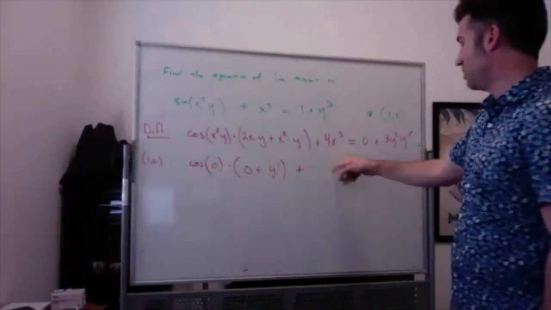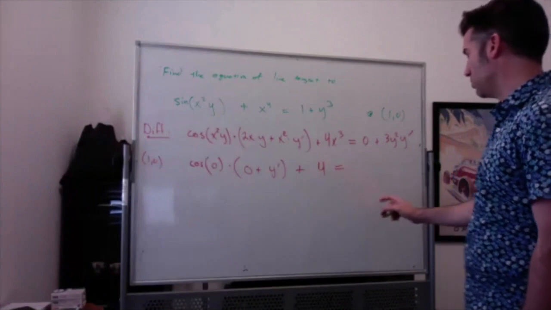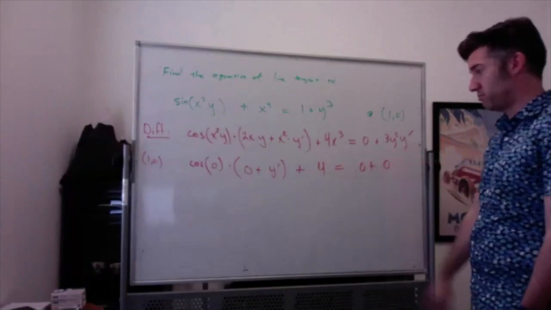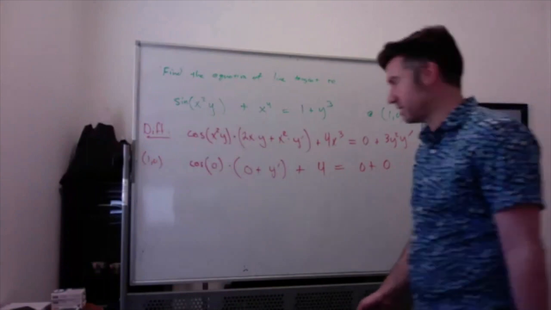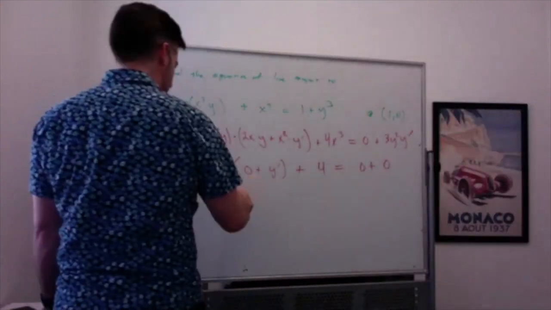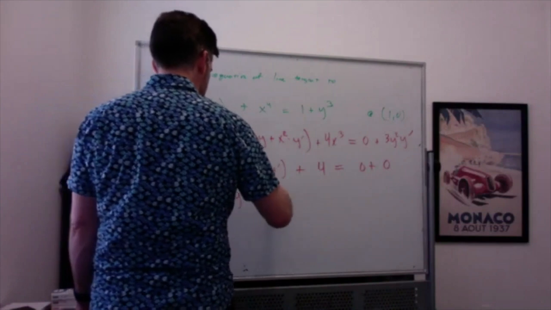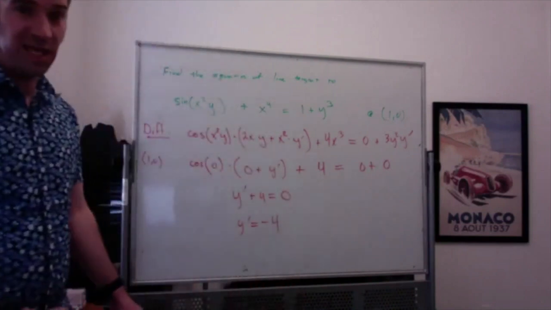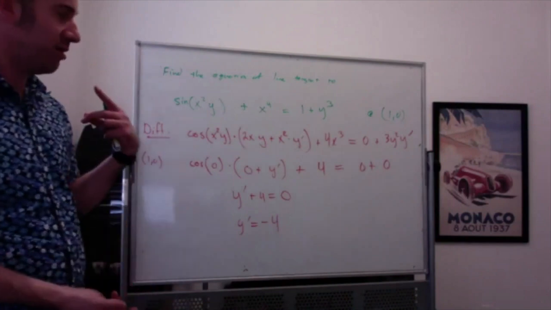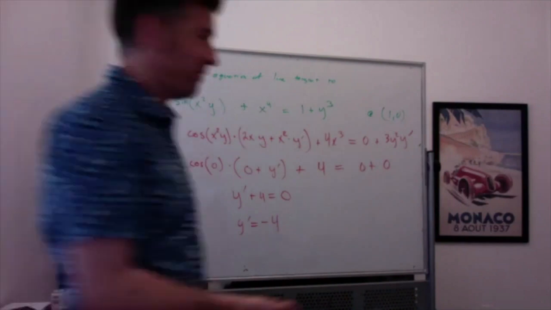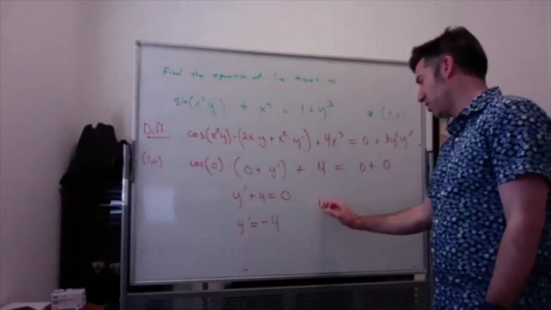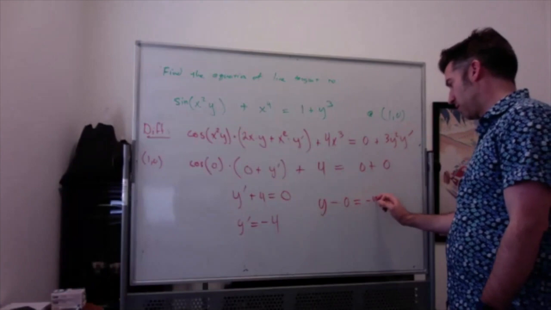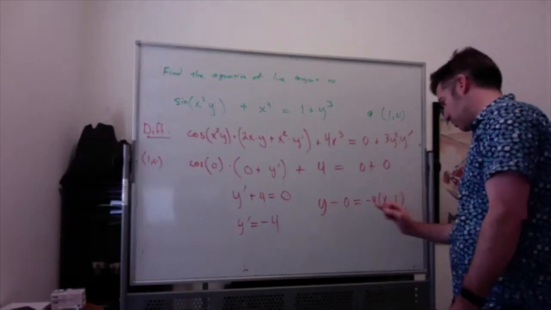Plus 4 times 1 cubed is 4, equal to 0 plus 3 times 0 is 0 y prime. Okay, look what I got. I got 1 times y prime plus 4 equals 0, so y prime equals negative 4. So the slope of the tangent line at this point (1, 0) is negative 4. And then we can find the equation by saying, okay, well, y minus the y coordinate equals negative 4 times x minus the x coordinate.